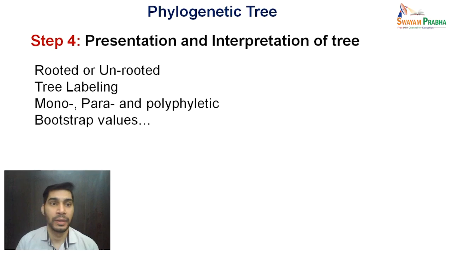The final step in tree construction is the presentation and interpretation. In presentation, we can see whether it is a rooted tree or an unrooted tree. We can label the tree, with how many internodes and how many OTUs there are, and so on. We can decide the monophyletic, paraphyletic, and polyphyletic groups. We can see the bootstrap values, how robust they are, and so on.